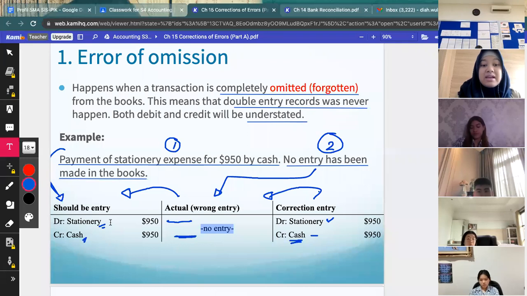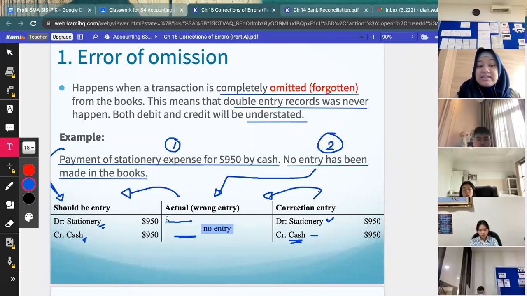Clear enough? Yeah. So this is should be, this is what actually happened. This has already happened in the books. So we should add another new entry so that this entry will become like that. So let's see. On the actual entry, there is nothing in the debit side. Meanwhile, there should be stationery in the debit side. What should you do? You should add stationery in the debit side. This is the new entry that you made so that your previous error over here can now be corrected and shown like this. Clear, yeah?